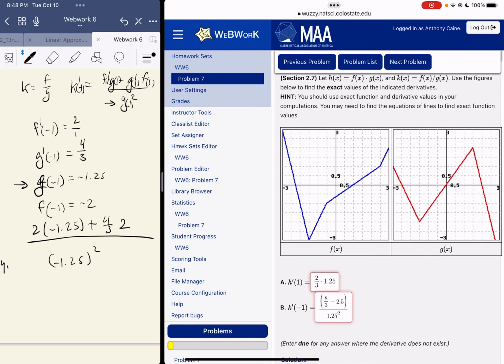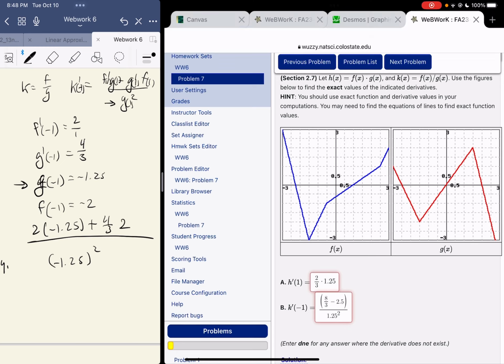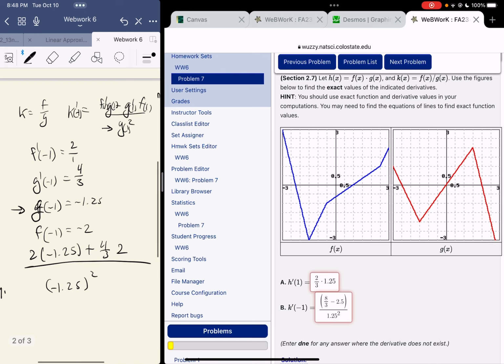You should use the product rule and quotient rule and read off the graphs accordingly. I'm not going to troubleshoot this.